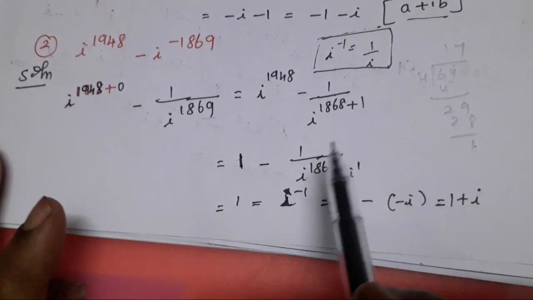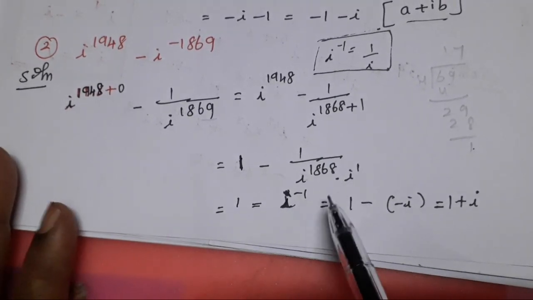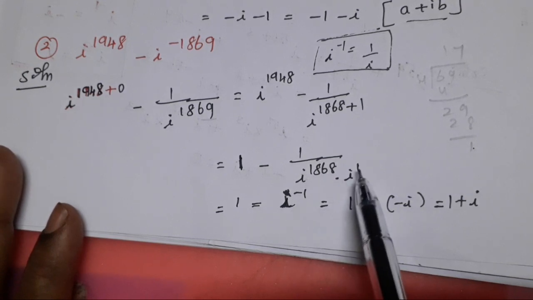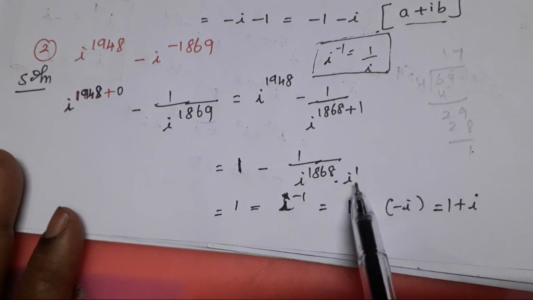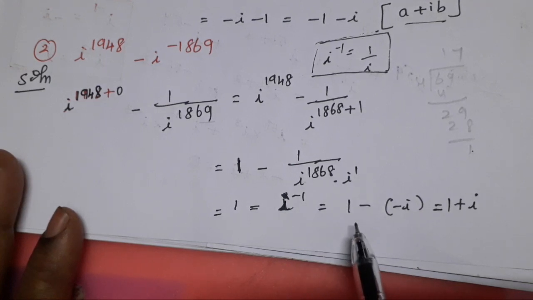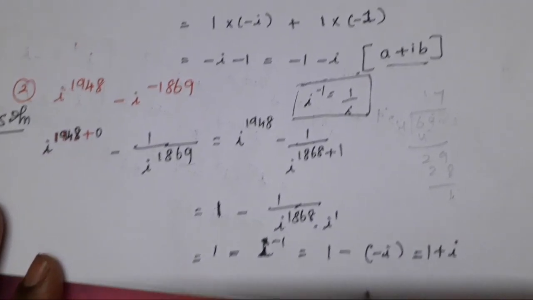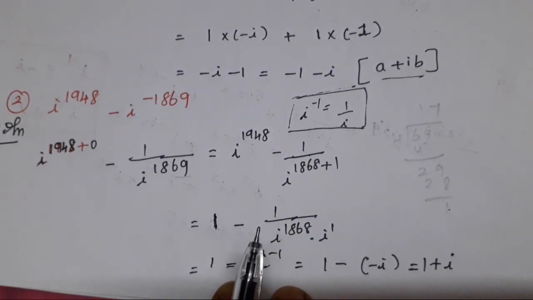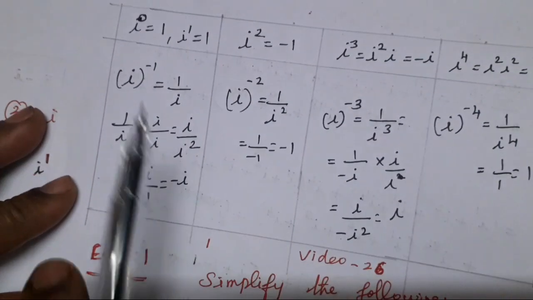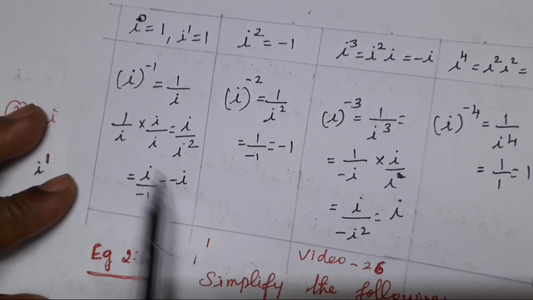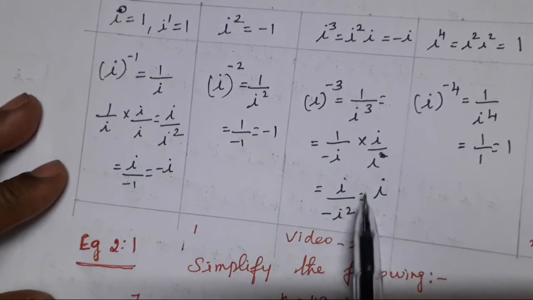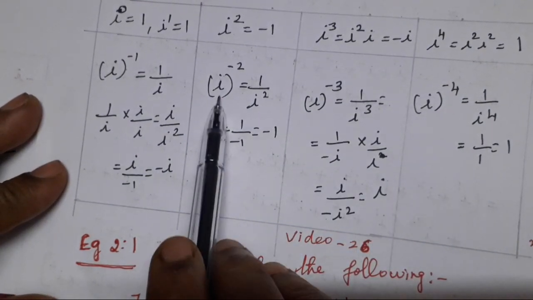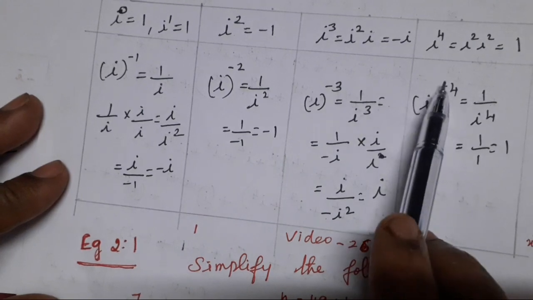The value is 1. 1 by i power 1: i power 1 goes to the numerator. What happened? i power plus 1 becomes i power minus 1. Already remember the table. What is the table? I wrote it for powers of negative numbers. i power minus 1 is nothing but minus i. Remember these two values. i power minus 1 is minus i. i power minus 3 is plus i. Remember, i power minus 2 is the same, minus 1. i power minus 4 is always 1.